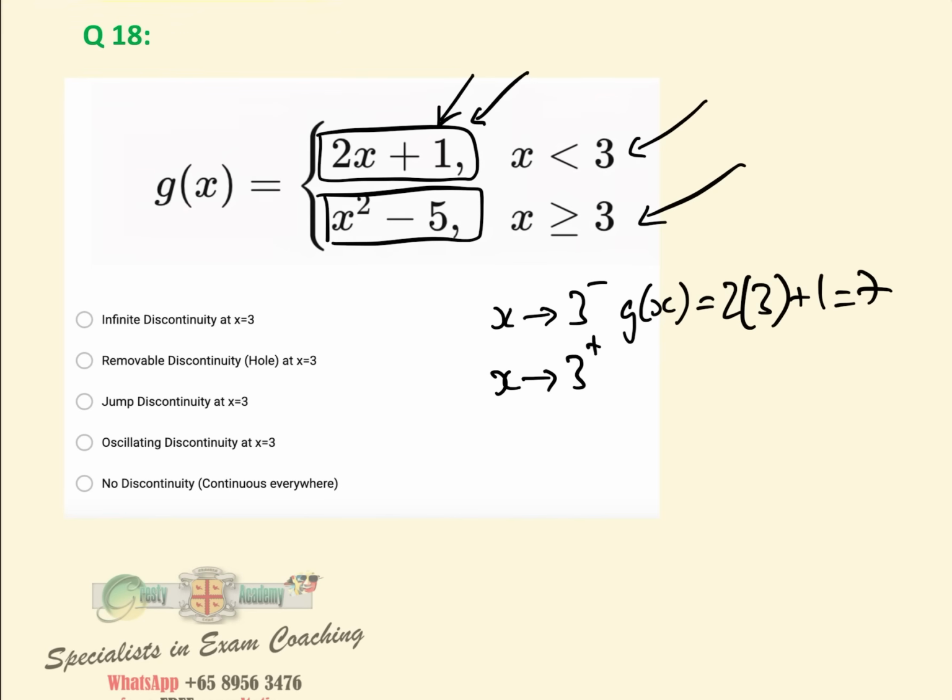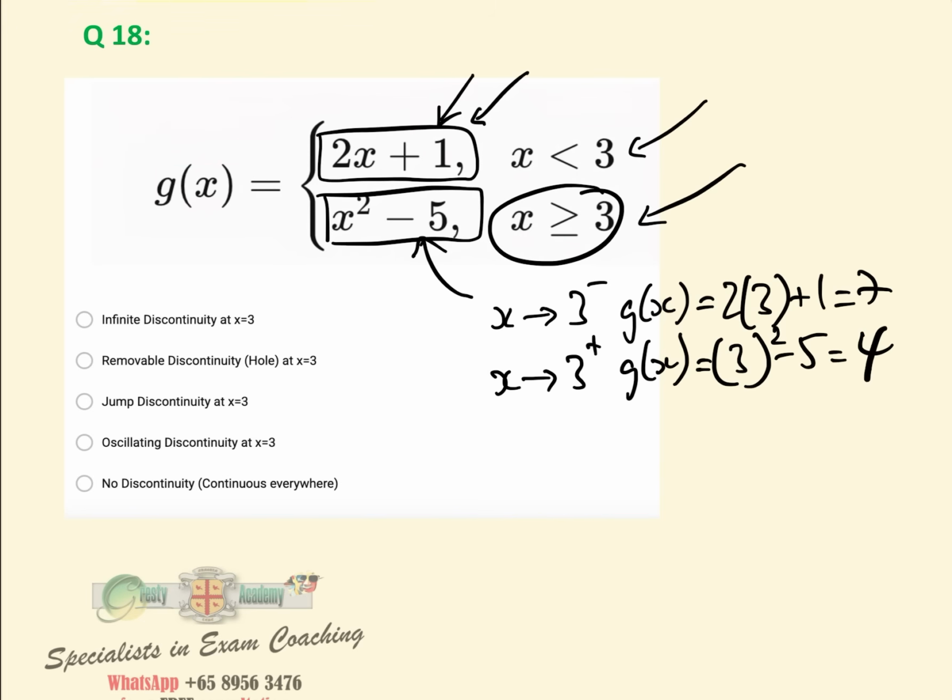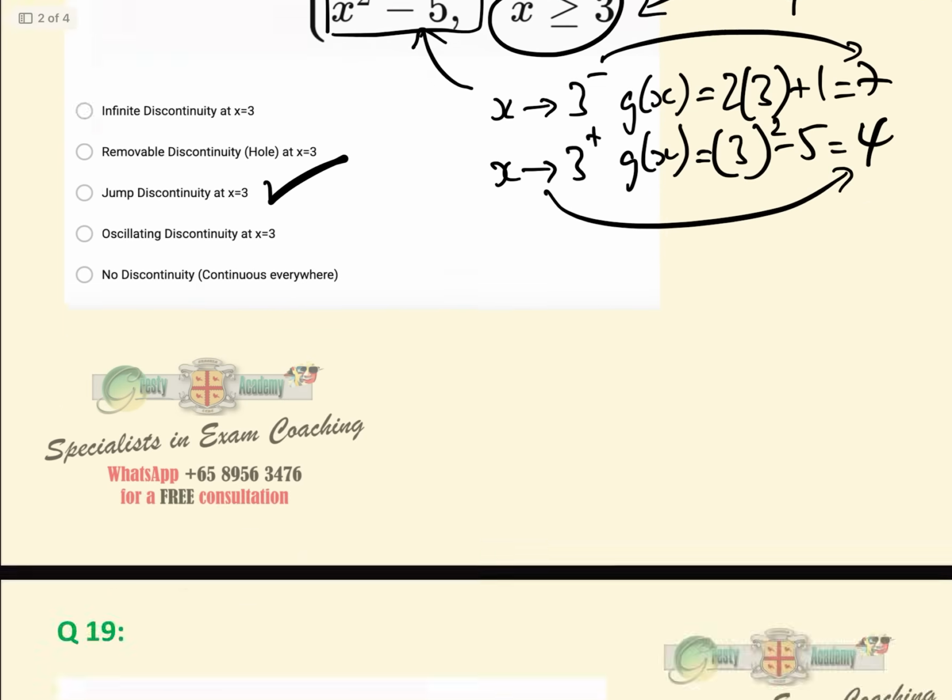As x approaches 3 from the plus side, we use this one because this is where x is greater than or equal to 3. So g of x is equal to 3 squared minus 5, which equals 4. So we can see that as x approaches 3 from the minus side, it's 7. As x approaches 3 from the plus side, it's 4. They're not the same limit, and therefore we have a jump discontinuity, because at 3 it suddenly jumps from 4 up to 7. So it's a jump discontinuity at x equals 3.